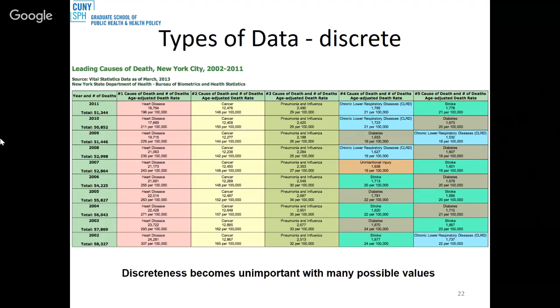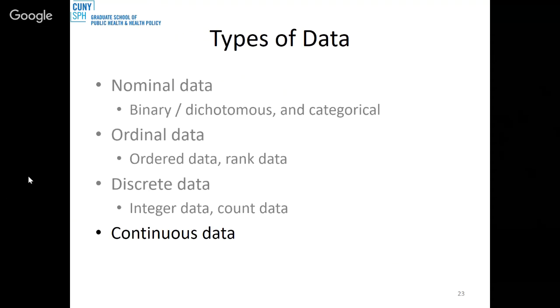Sorry, I forgot to skip through my pop-ups there. So finally, continuous data.